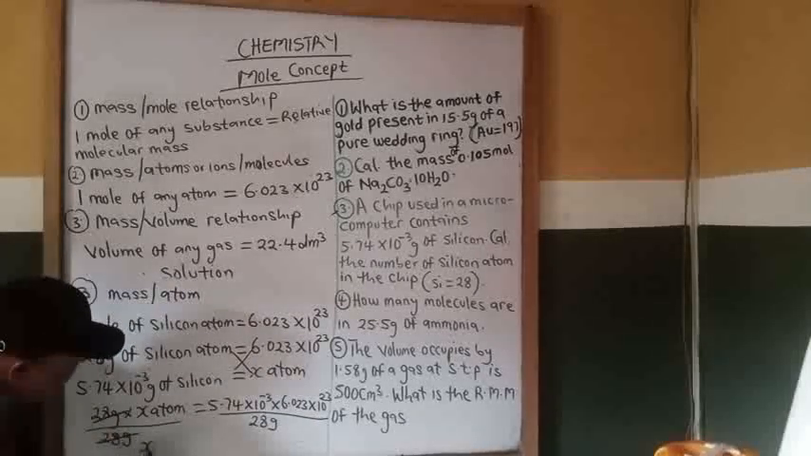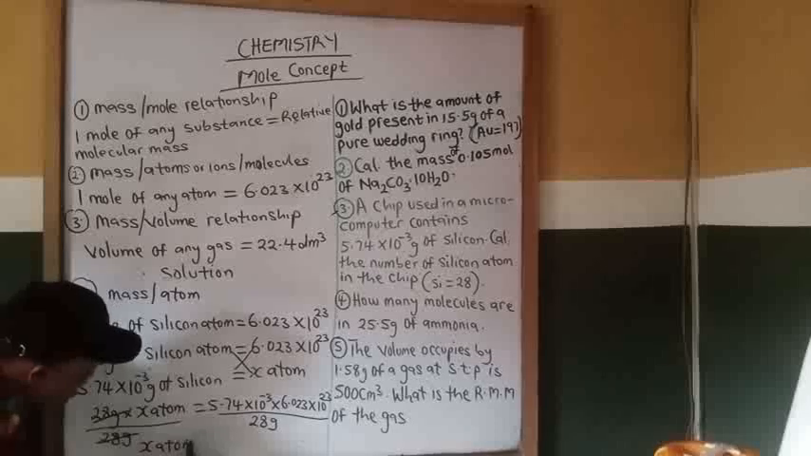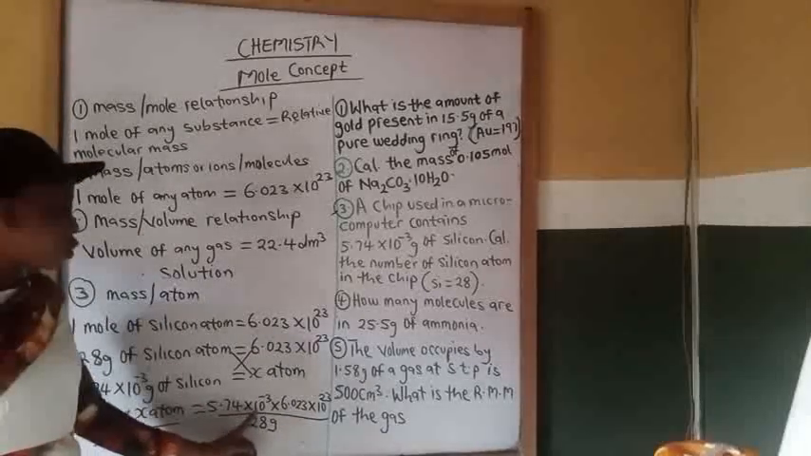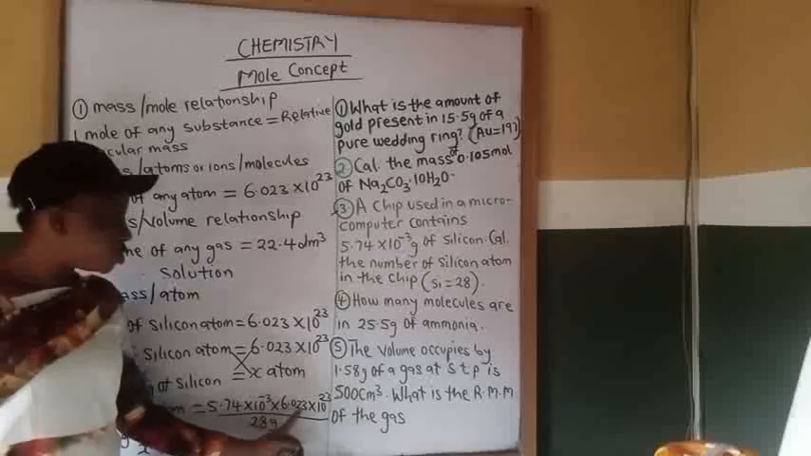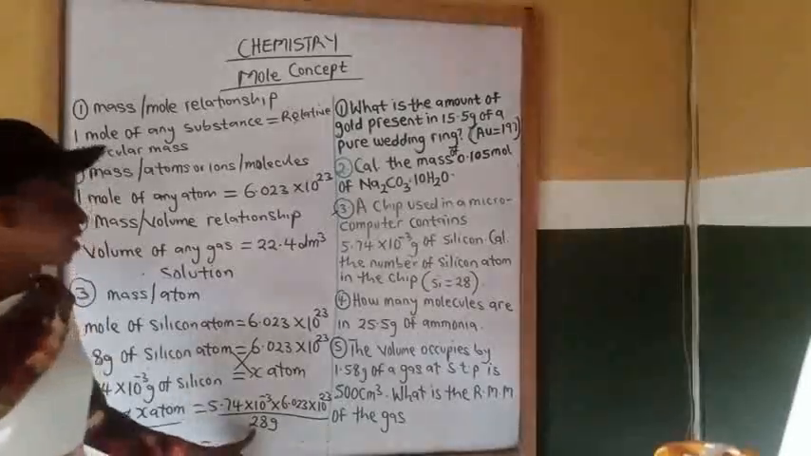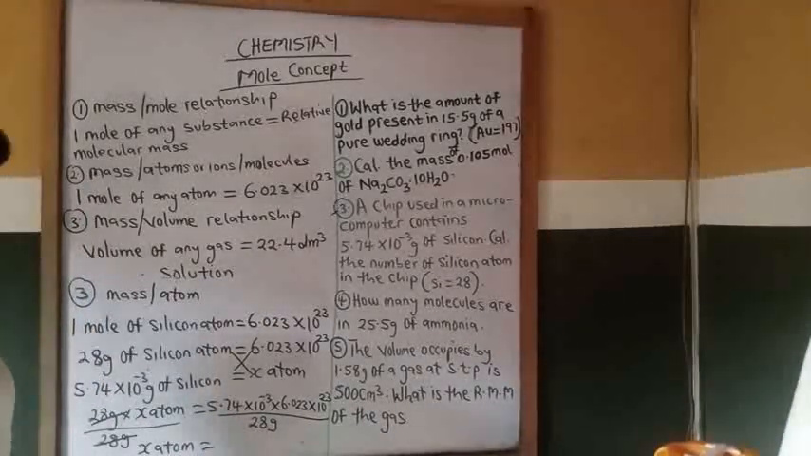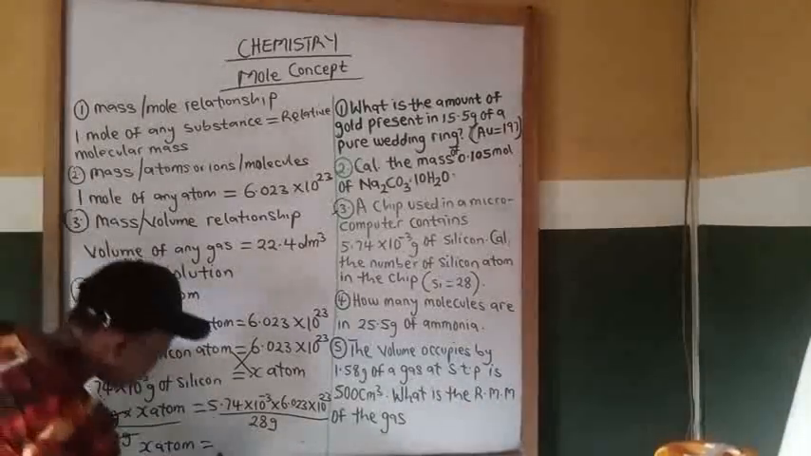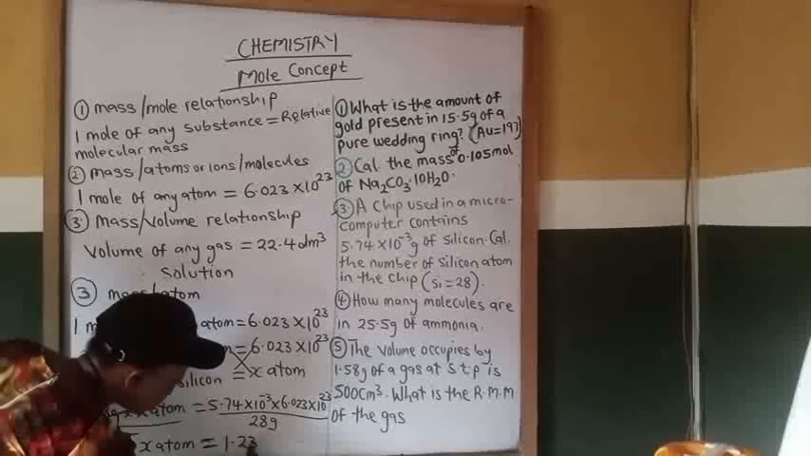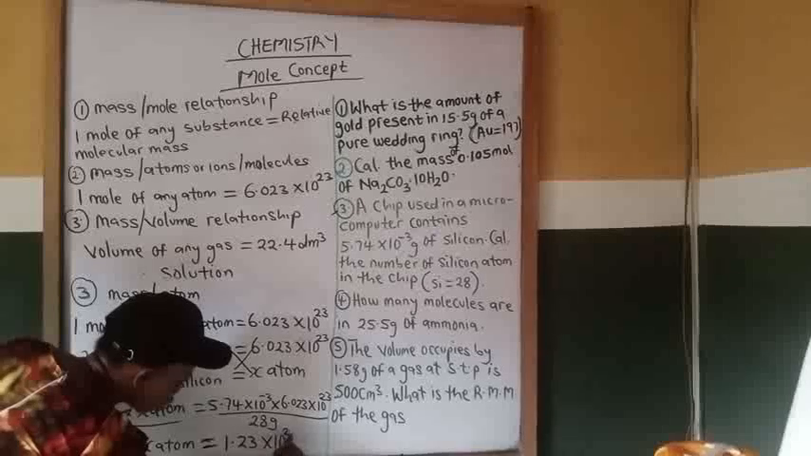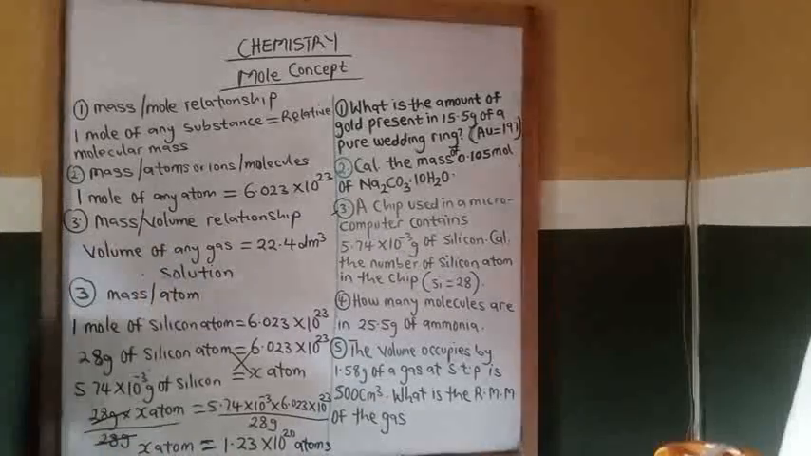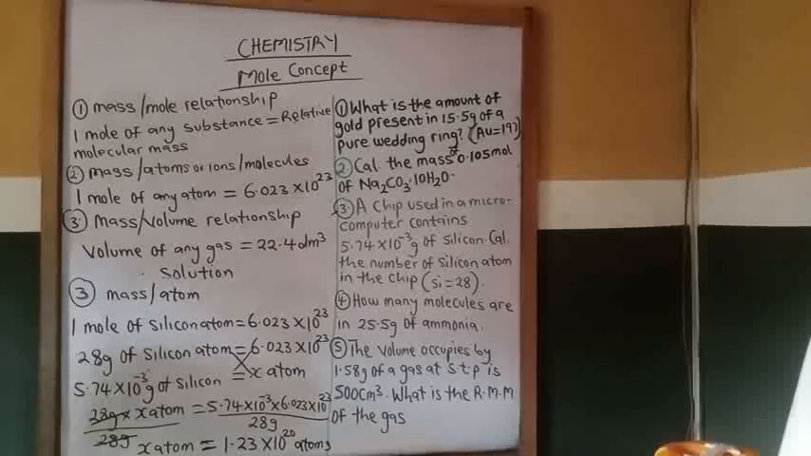So we have X atom equal to 5.74 times 10 raised to power minus 3 times 6.02 times 10 raised to power 23 divided by 28, which will give us 1.23 times 10 raised to power 20. So the final answer will be 1.23 times 10 raised to power 20 atoms.